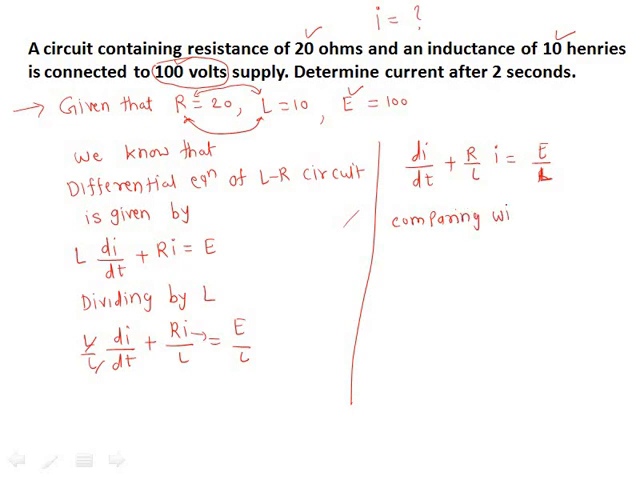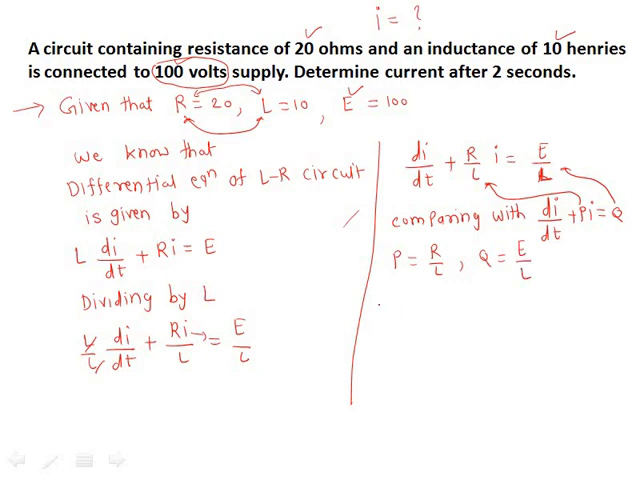We have to compare this differential equation with di by dt plus P i equal to Q. This is a linear differential equation. So here we can observe that the value of P is R by L, and the value of Q, that is the right hand side, is E by L.